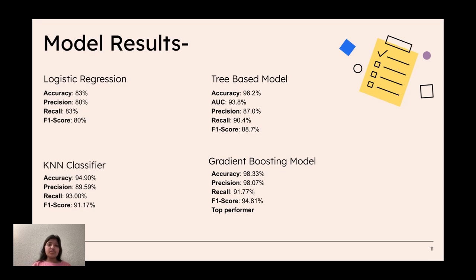And finally, we selected XGBoost model, and we tried to evaluate the model's performance, and we're able to get the best F1 score using that model. And the F1 score for it was 94.81%. And that is why we picked the XGBoost as the final model for our prediction.